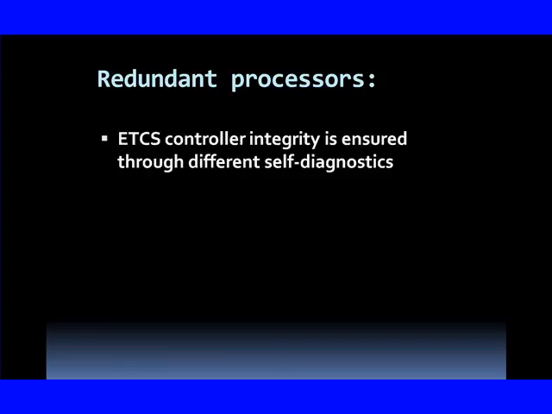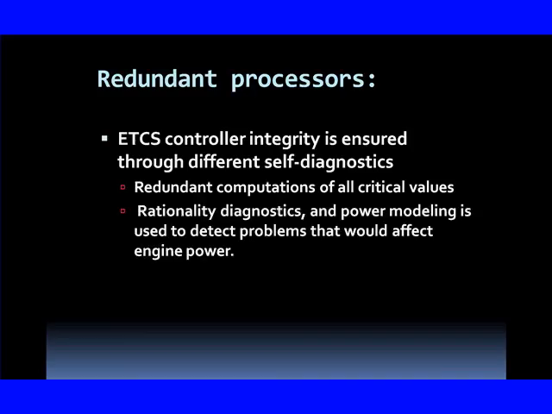Electronic throttle controller integrity is assured through several levels of diagnostics. Let's talk about these levels of diagnostics. Redundant computation of all critical values. Just like anti-lock brakes, electronic throttle control uses two processors to examine all the critical inputs, make all the calculations, and see if they come to the same throttle. This is done by two different processors.